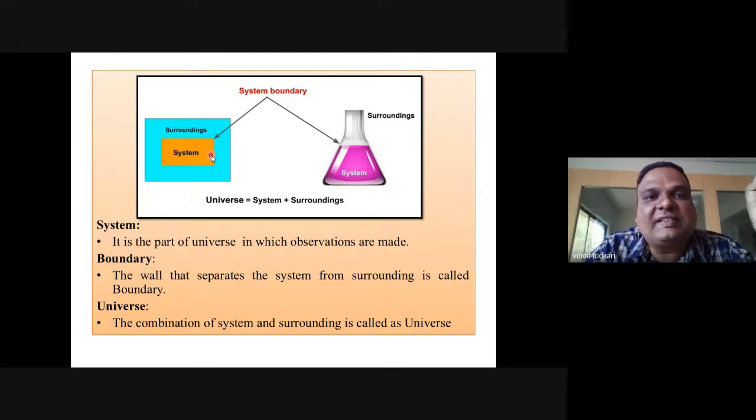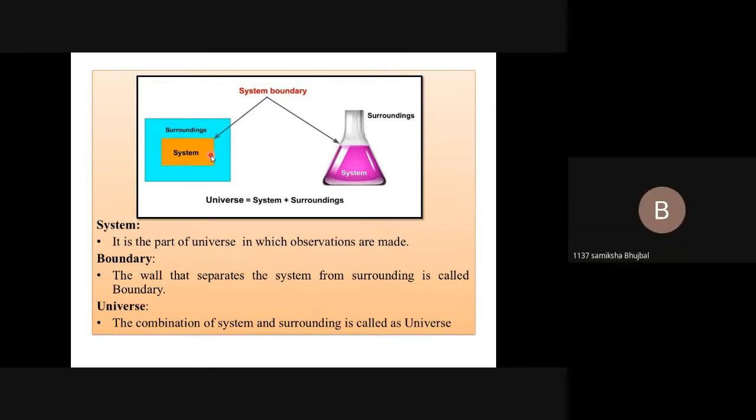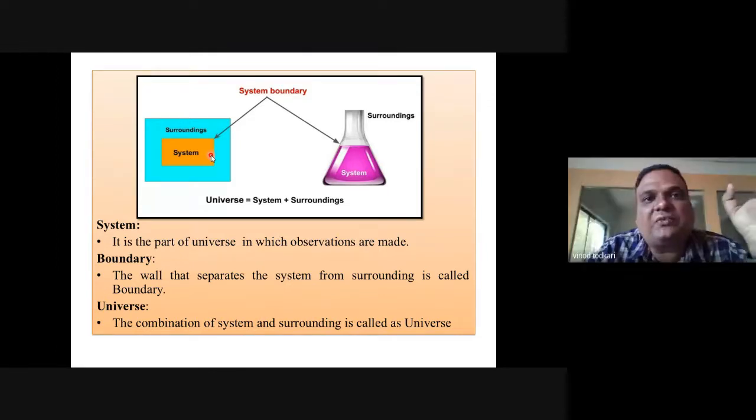Tell me very honestly, is it clear to you? Yes, sir. So system is the part of universe which is chosen for study, where observations will be made. I repeat, system is the part of universe which is chosen for study, where observations will be made.